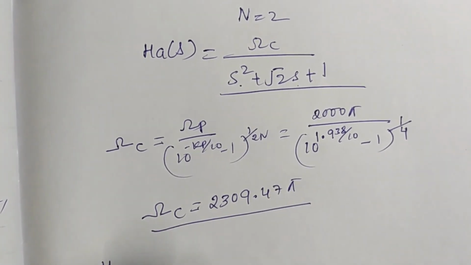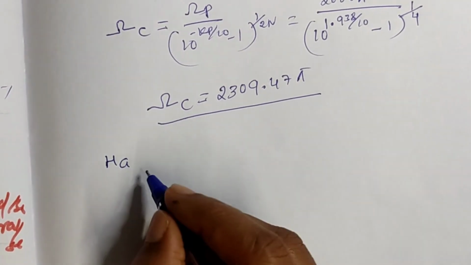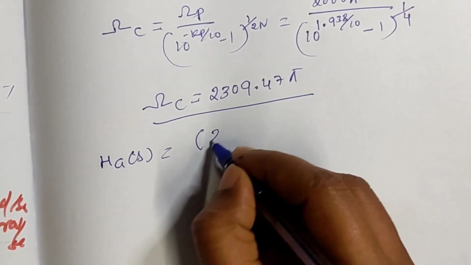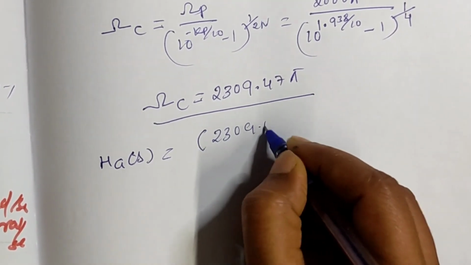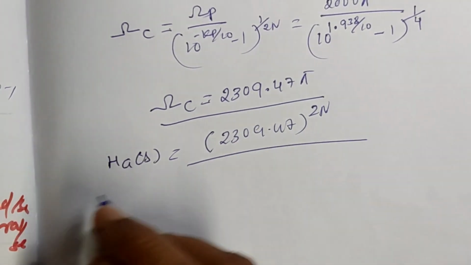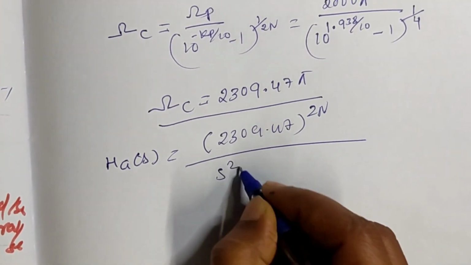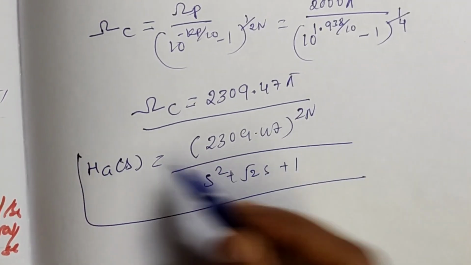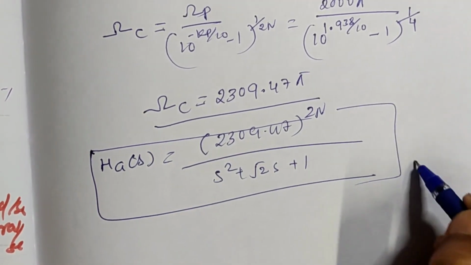Therefore HA of S will be, you can substitute ohm C, which is 2309.47 pi, raised to 2n, divided by s square plus root 2 s plus 1. This is the analog filter.